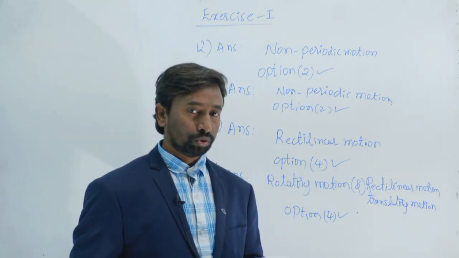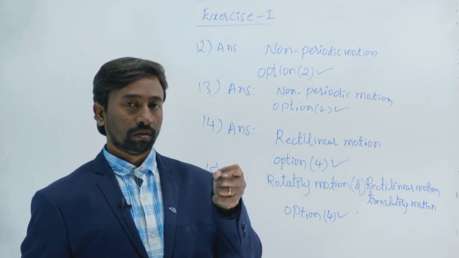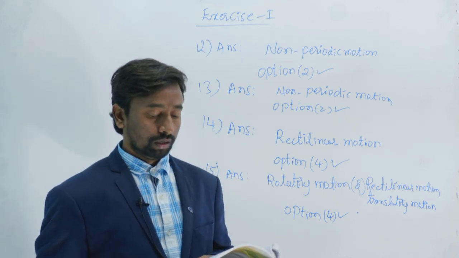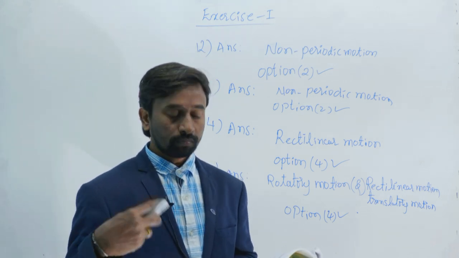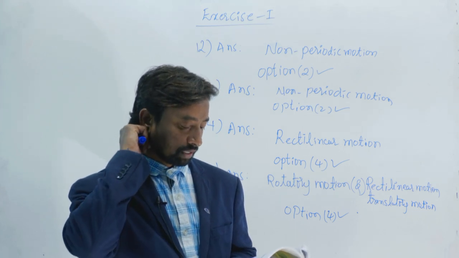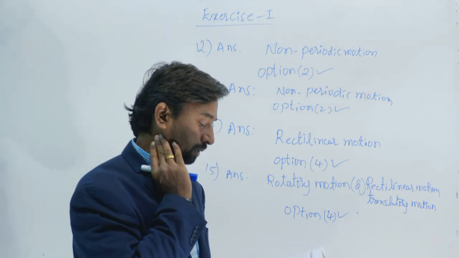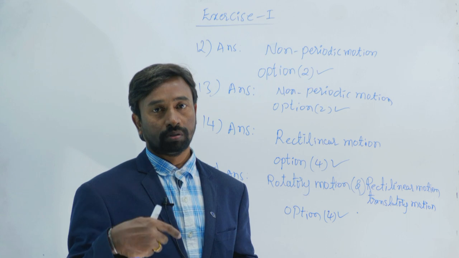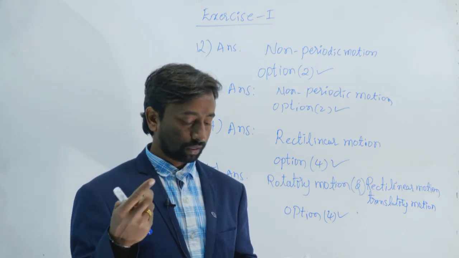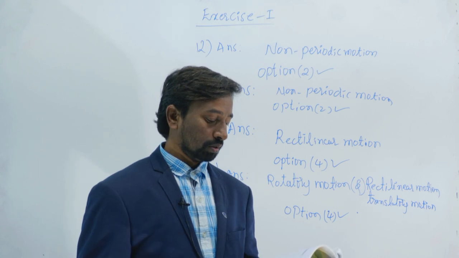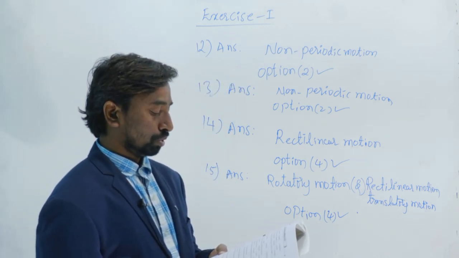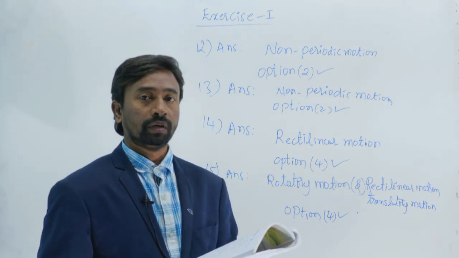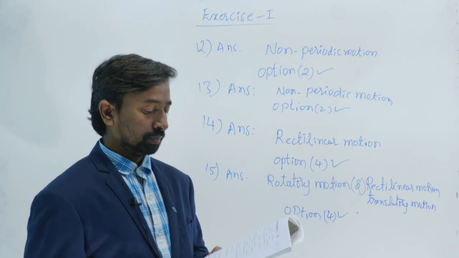So in the sewing machine there are two motions. The needle of the sewing machine will be in vibratory motion, and the wheel of the sewing machine will be in circular motion. The wheel will rotate about a fixed point, so we can say it is a circular motion. The needle will not move in a circular motion; the needle will move in a vibratory or oscillatory motion.